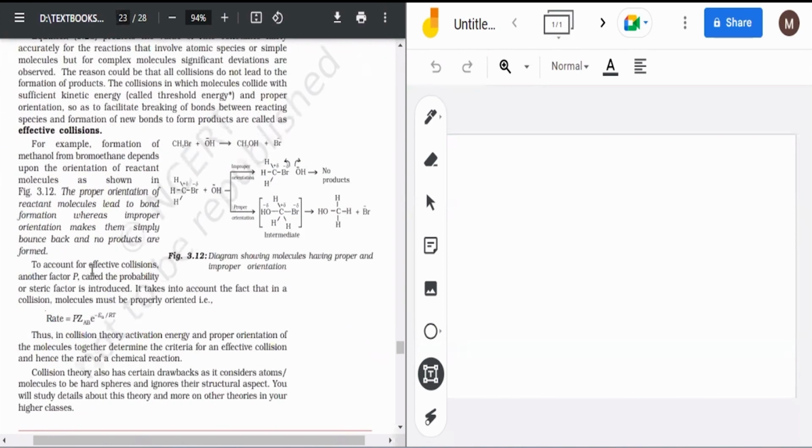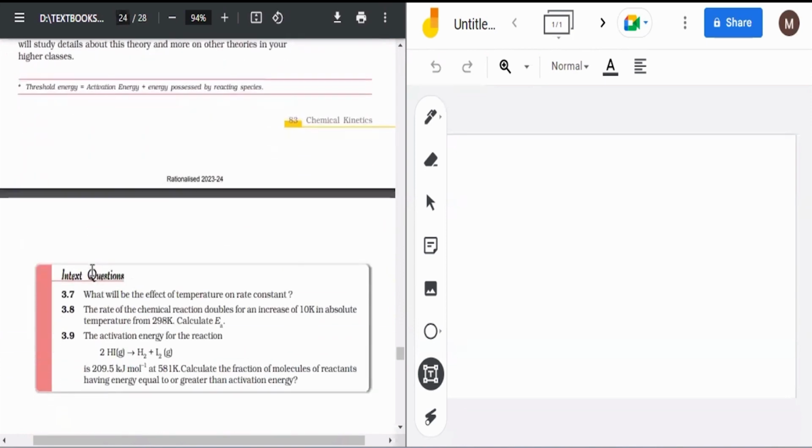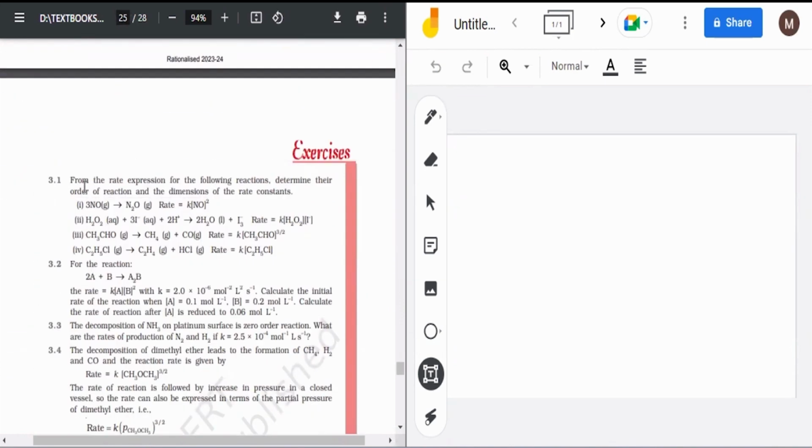Now we can move ahead to solve the questions. So let's see the first question. From the rate expression for the following reactions, determine their order of reaction and determine the dimension of the rate constant.